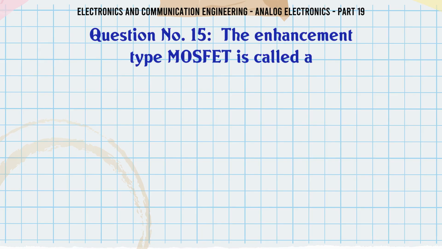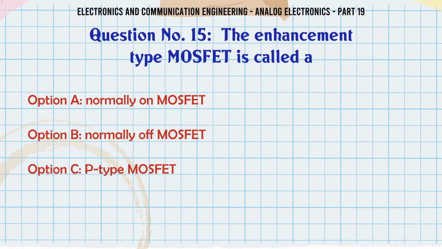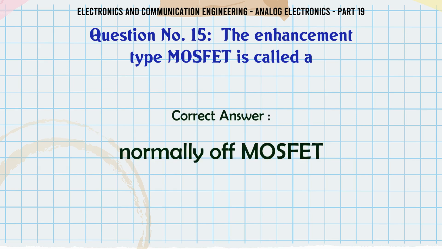The enhancement type MOSFET is called: A. Normally on MOSFET. B. Normally off MOSFET. C. P-type MOSFET. D. N-type MOSFET. The correct answer is normally off MOSFET.